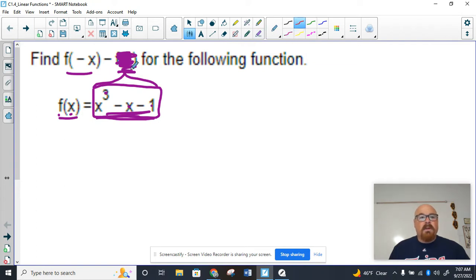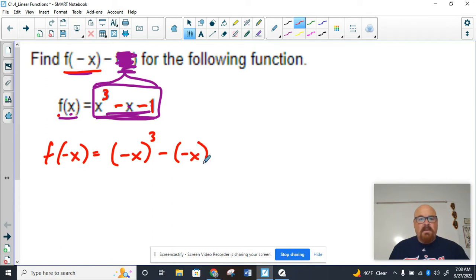The bulk of the work is trying to figure out what is f of negative x. So this is asking you to take negative x and make it the input to f. And as we've already said, f does what? It cubes its input, it subtracts it from itself, and then it subtracts 1. So for f of negative x, we're going to put negative x, cube it, subtract negative x from itself like so, and then subtract 1. So we're basically just taking the negative x, putting it here and here, and then we simplify this.